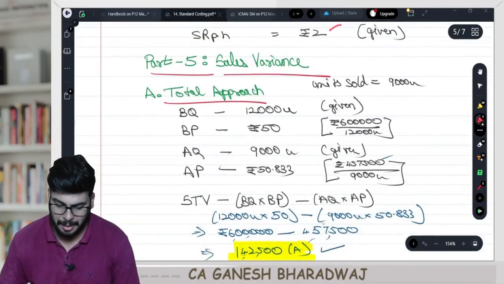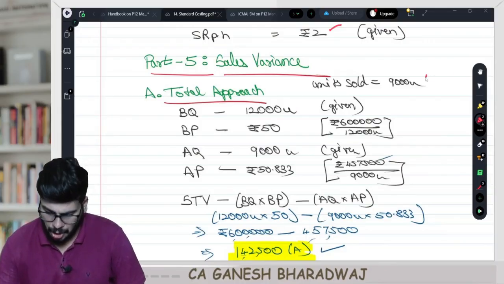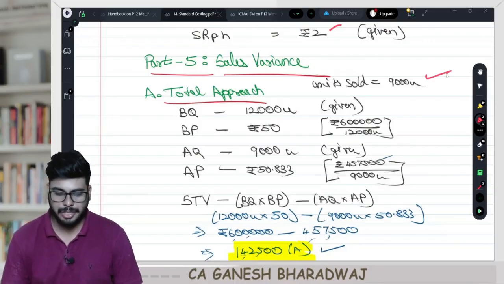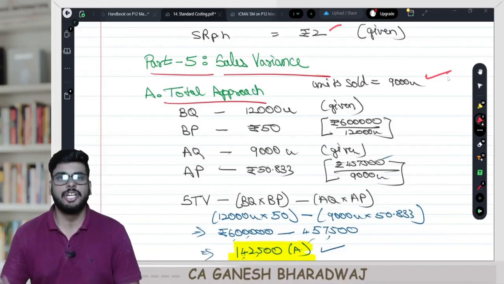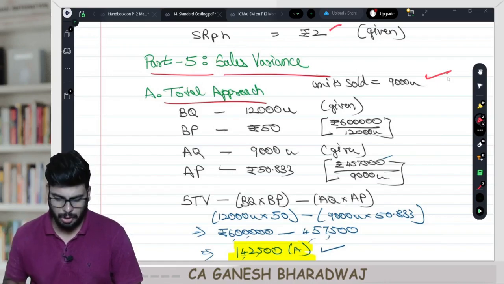Now let's move on to the next part, which is sales variances. Now guys, sales variance is fairly simple. How many units were sold here? 9,000 units. So first let's do it under the total approach. Now what are the four figures you need? Budgeted quantity, budgeted price, actual quantity, actual price. Now we know all these figures.